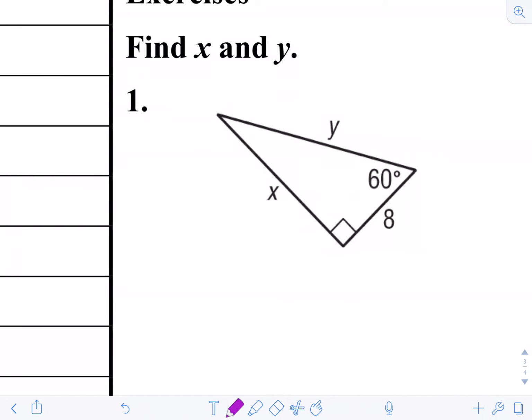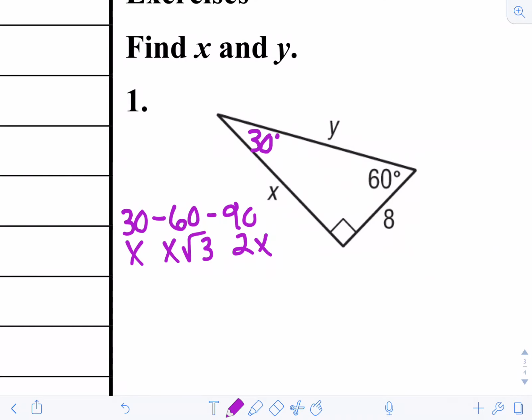So number 1, first thing you need to do is fill out your 30-60-90 triangle. Okay, and then write down 30, 60, 90, x, x square root of 3, and 2x. Ask yourself, what do I know? Well, in this one, I know across the 30 is 8. So across from this 30 is 8. Right now, I know x is 8. So everywhere I see this x, I'm going to plug in 8. So this first one, we have 8, and then square root of 3. And then for 90, it's 2 times x. Well, x is 8, so 2 times 8 is 16.